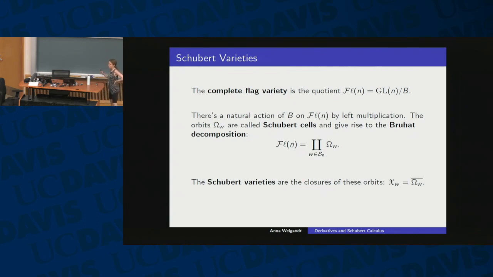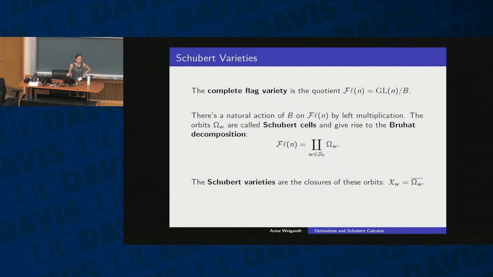So our geometric setting is the space called the complete flag variety. The fast way for me to tell you what it is: it's a quotient of the general linear group by the Borel subgroup of upper triangular matrices. There's a natural action of this Borel on the flag variety by left multiplication, and with this action comes some orbits. These are called Schubert cells, and the Schubert cells give rise to the Bruhat decomposition of the complete flag variety. If you take the closures of these cells, you get things called Schubert varieties.